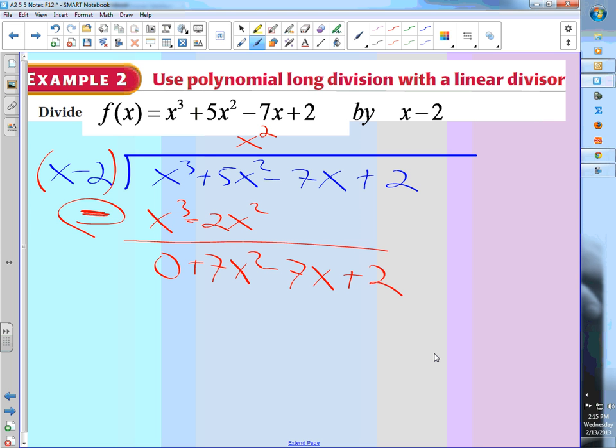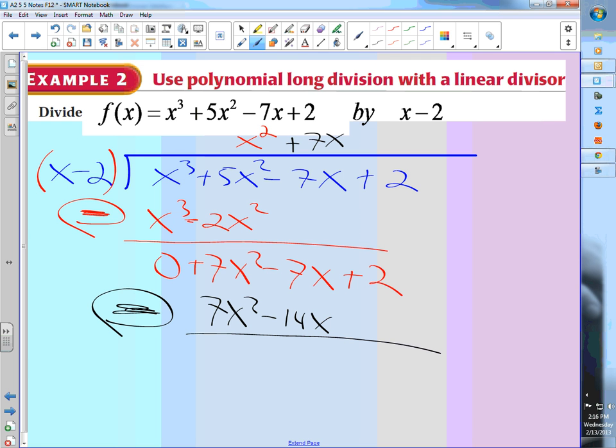Start over. X goes into 7x squared. So many? 7x. So we multiply here and we get 7x squared, 7x times negative 2 is minus 14x. Draw a line. And then we subtract. 7x squared minus 7x squared, gone. Negative 7 minus a negative 14 is a plus 7. Plus 2.